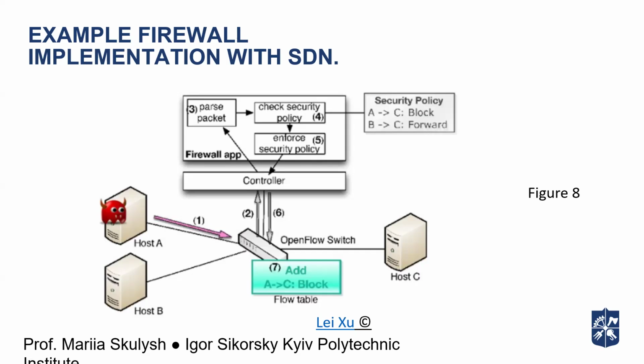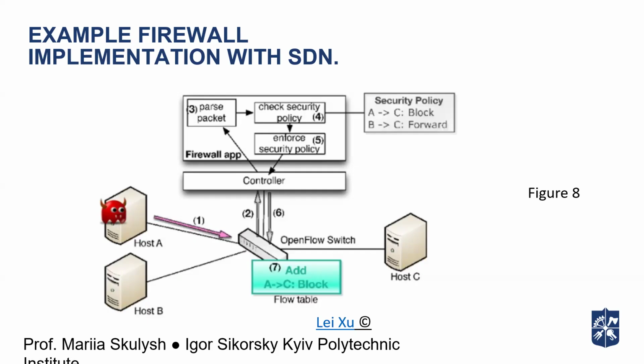How is it? For example, we have host A sending something bad to, for example, host C, yes. After this, the node understands that it doesn't know this host or have information about this request.